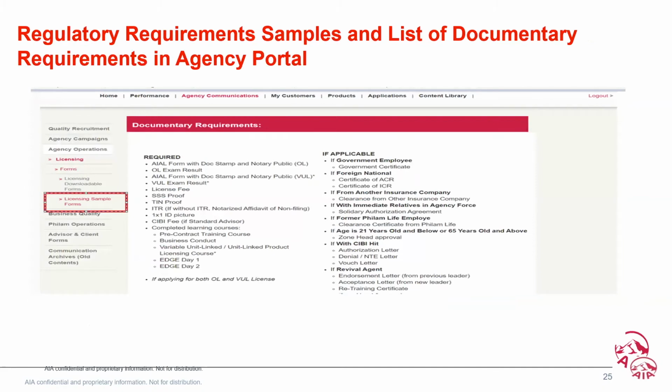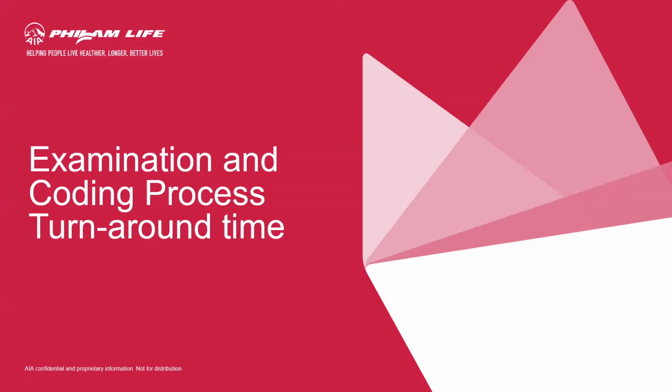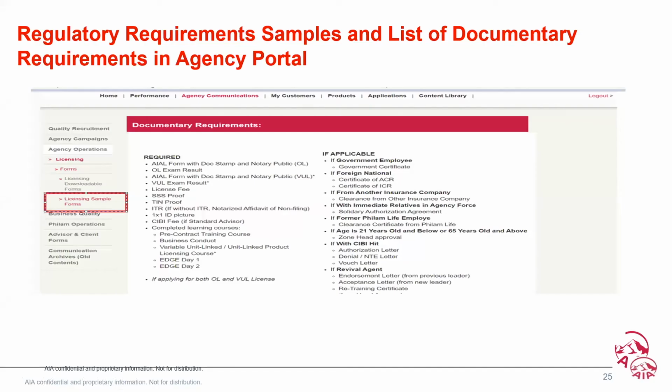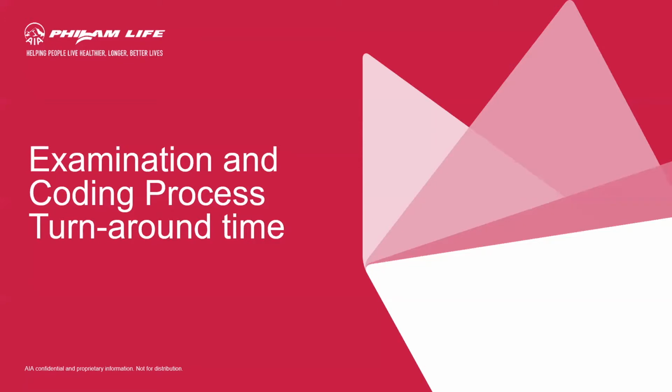Alright. Okay. For the samples that I have mentioned, it's also in the agency portal. You just go to the licensing and then forms, and then look for the licensing sample forms. Nandoon din po yung mga documentary requirements and the samples that I've shared with you. Okay. Any question before I proceed with the next? Okay.